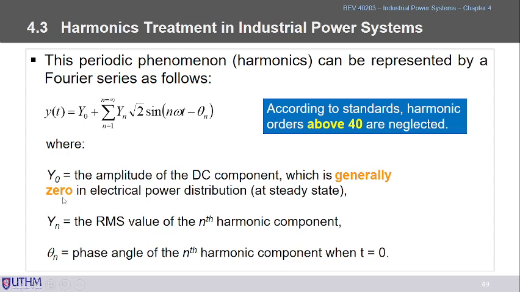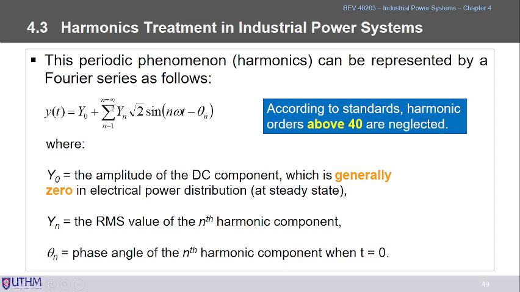Generally it is zero, unless you have special conditions, especially imbalance conditions, where you need to consider the DC component. Otherwise it is always zero, because the positive and negative parts of the waveform cancel out each other. Regarding this, this is the summation. As you can see, the number starts from 1, which is the fundamental. So we count from the fundamental until infinity.